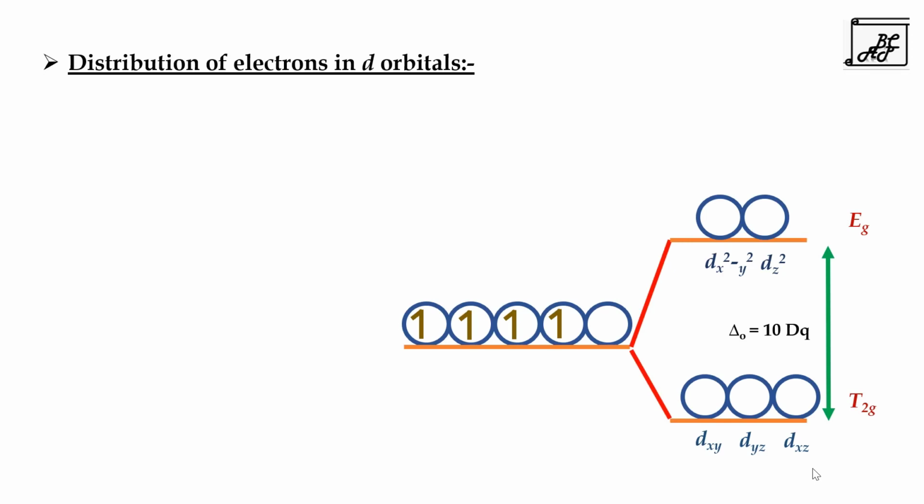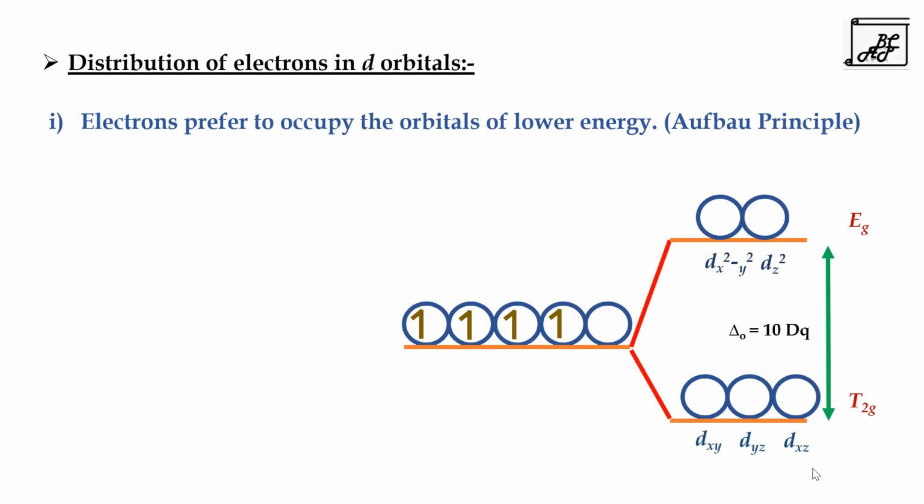For example, here I have considered a d4 electronic configuration. If we have to distribute these 4 electrons in t2g and eg orbitals, we have to study 4 rules. The first rule is, electrons prefer to occupy orbitals of lower energy, which is the Aufbau principle. Hence, among these 4 electrons, the first 3 electrons will go into the t2g orbitals.